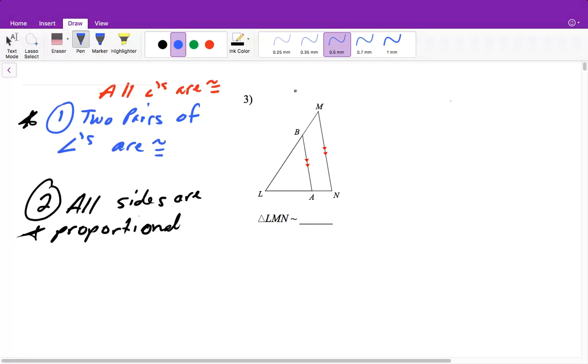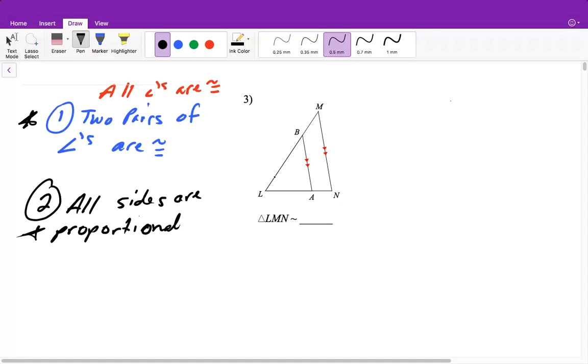All right, so for this one, remember the first thing you're going to have to do is determine, are these similar? So the answer would be yes or no. If it's no, then there's nothing else you have to do. If it's yes, then you have to explain one of these two. It either needs to be that all of the angles are congruent or just two pairs, depending on what you show me, or all the sides are proportional.